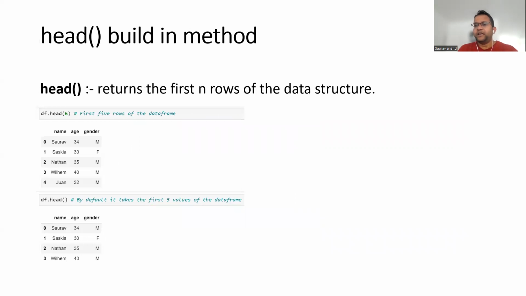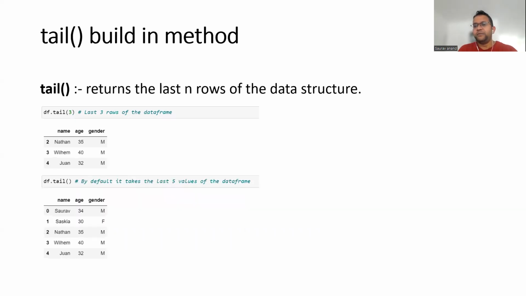The head method in pandas returns the first n rows of the data structure. It has only one parameter, and this parameter determines how many values we want to see. In the example, we can see the value is 6 in the head method, so the first six values of the data frame will be displayed. By default, the value is 5. So if we don't specify any number inside the head method, the first 5 rows will be displayed.